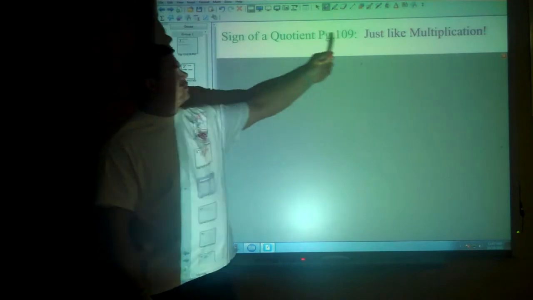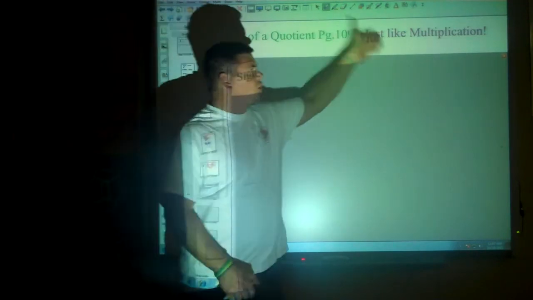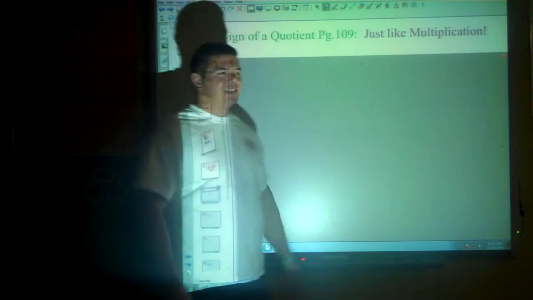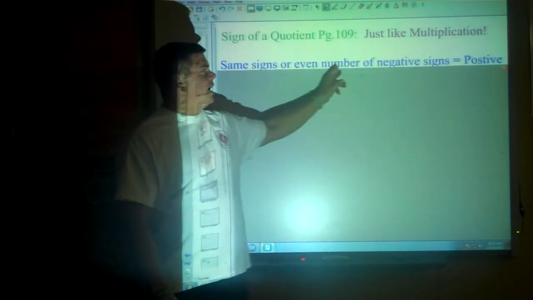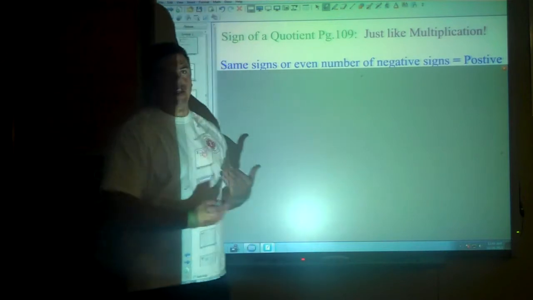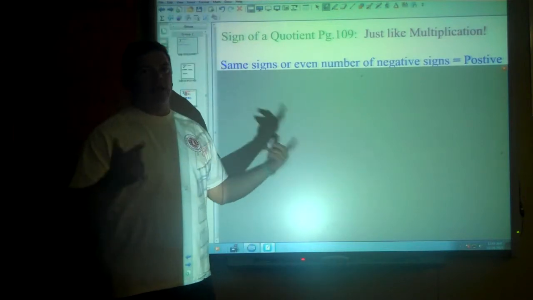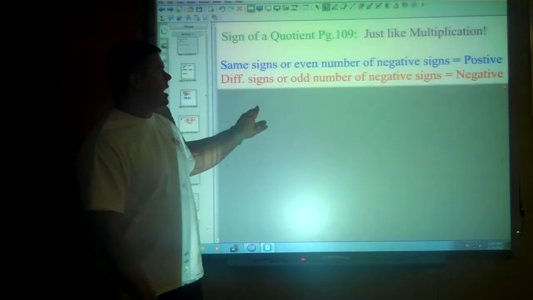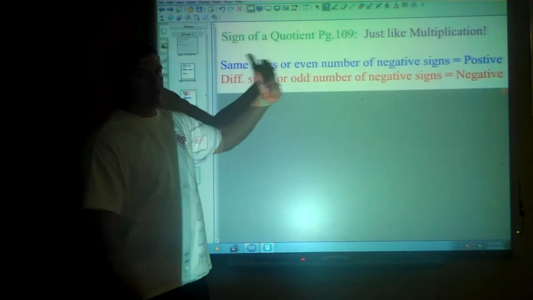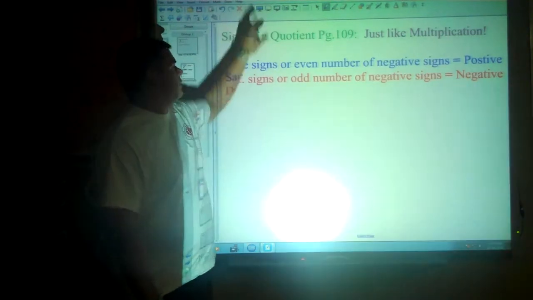The sign of a quotient, you can look on page 109 if you'd like, but it is just like multiplication. It's exactly the same as multiplication. In other words, if you have the same signs or an even number of negative signs, you're going to get a positive. A negative divided by a negative is going to equal a positive because there's an even number of negatives. And if you have an odd number of negatives, a negative divided by a positive, you're going to get a negative answer.